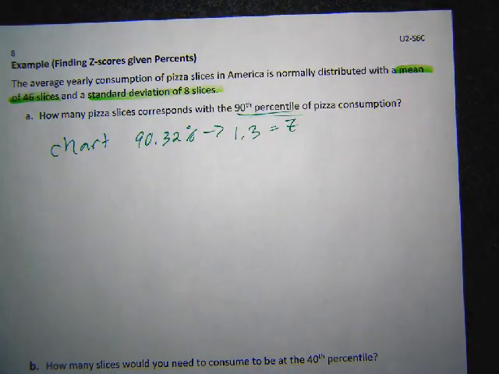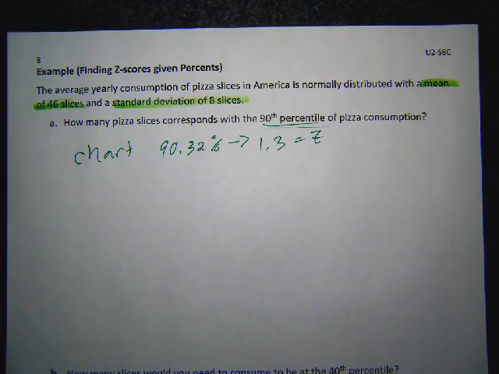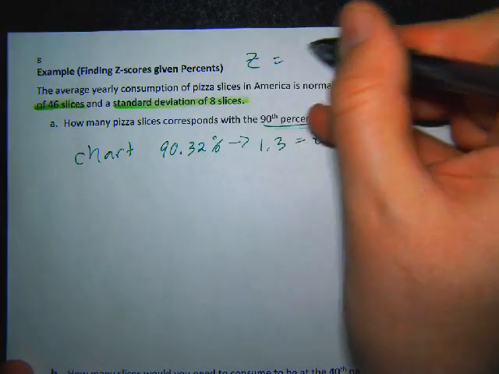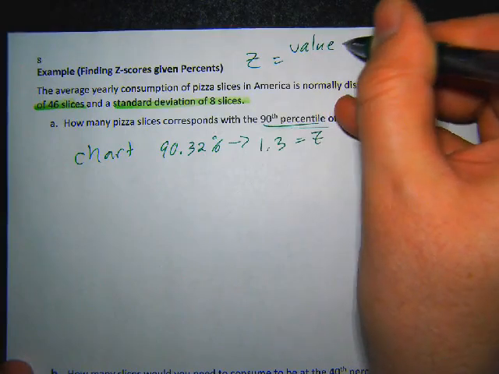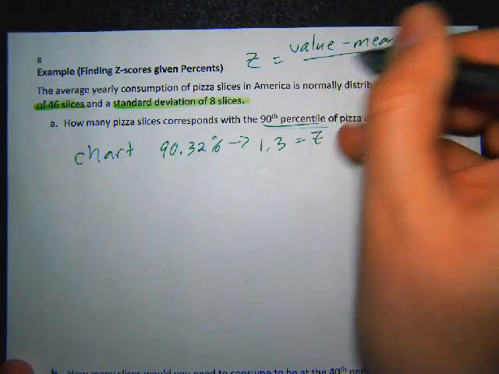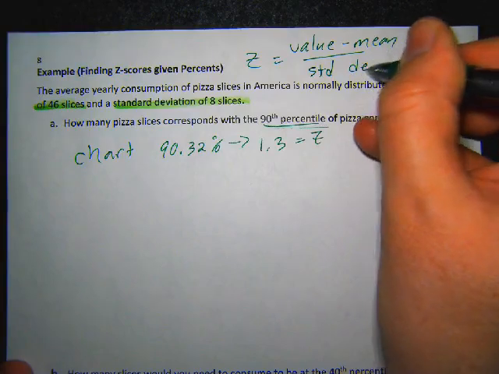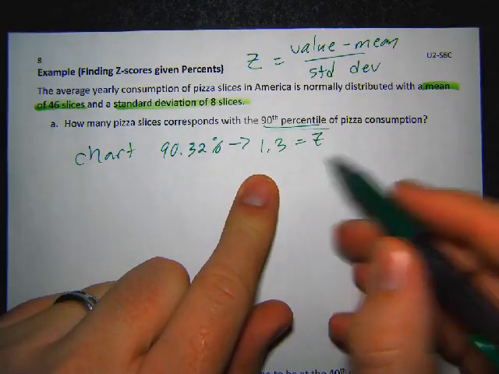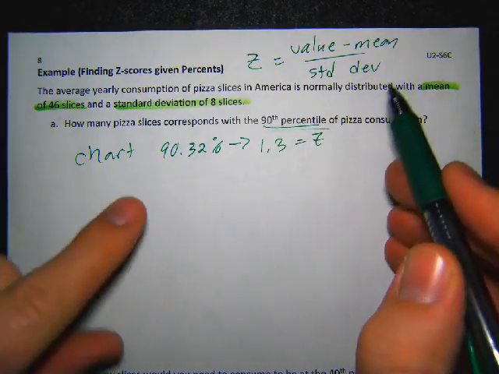So we're going to use this z-score, and then knowing the z-score, we can go back and figure out how many slices of pizza this is. We'll still use the z-score formula. We have the value minus the mean over the standard deviation. And we have most of this information. We have the z-score. We have the mean, not the value.